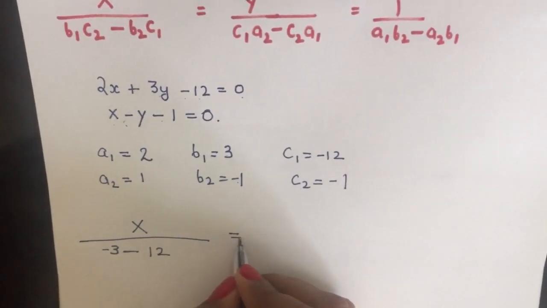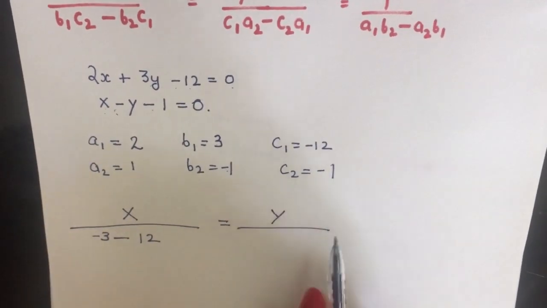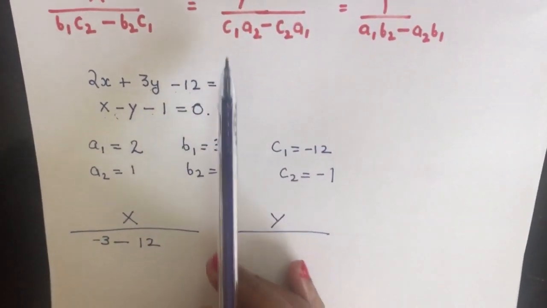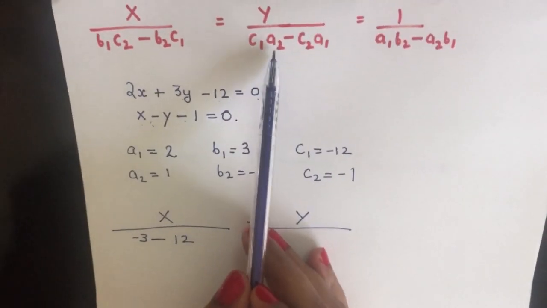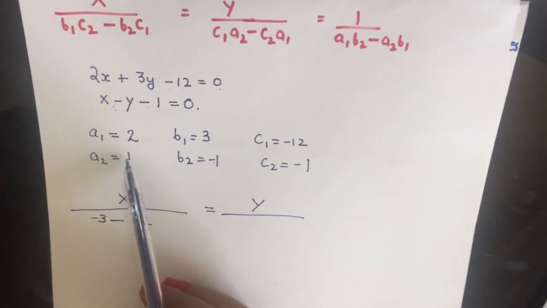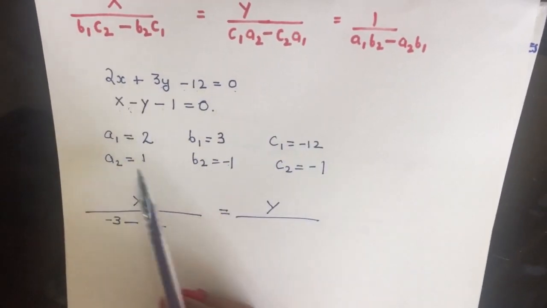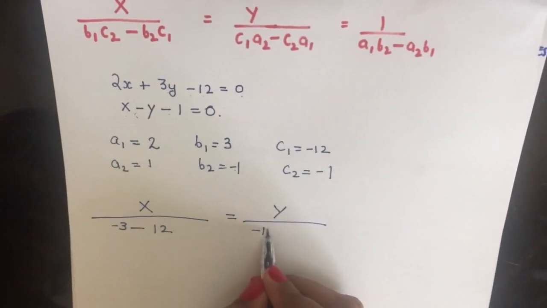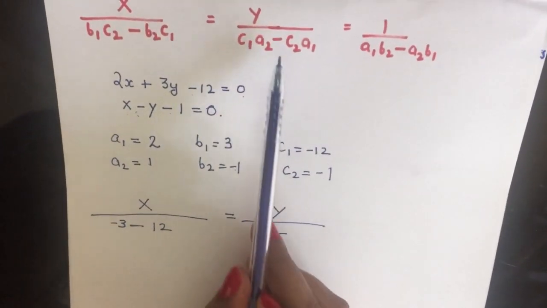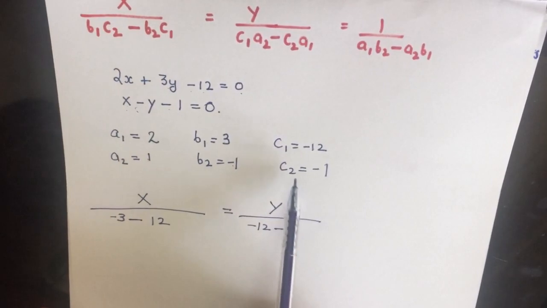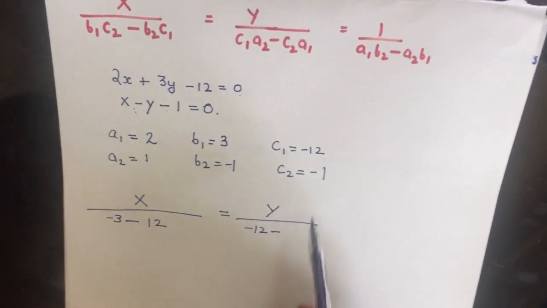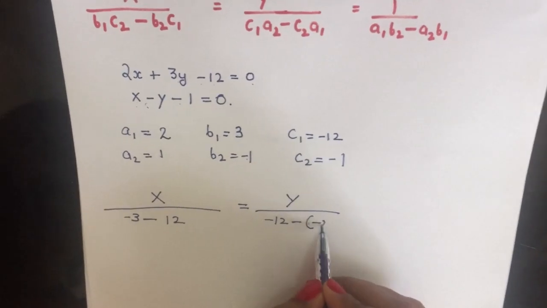Then that is equal to y upon c1 a2 minus c2 a1. So just go for the first one. c1 a2. c1 is minus 12 and a2 is 1. So minus 12 into 1 is minus 12. This is the minus sign of the formula. Next we have c2 a1. c2 a1 is minus 1 into 2. So this will be minus 2.